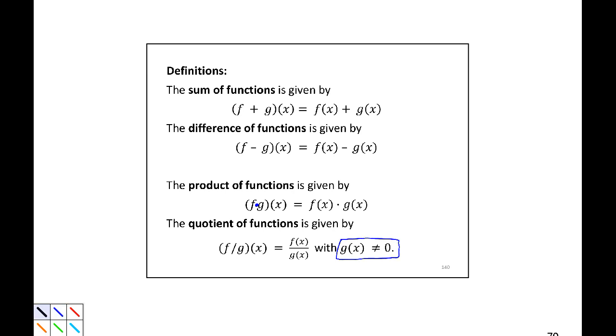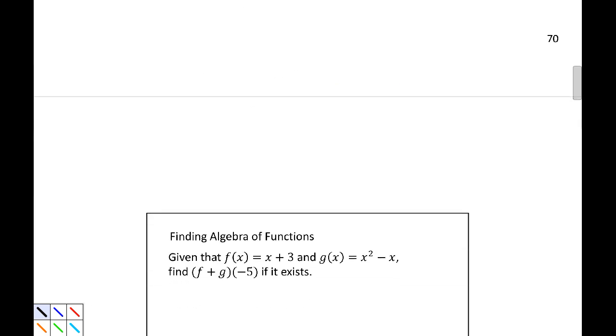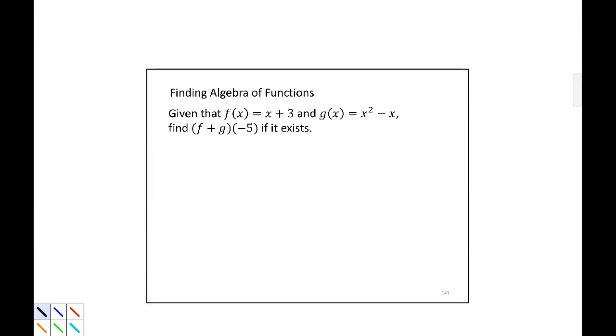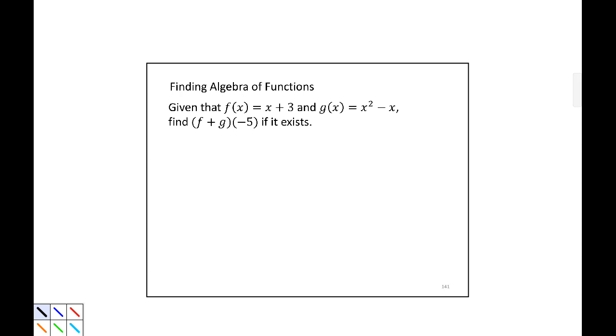It is still valid. Now let's work with one of these. Given that f(x) = x + 3 and g(x) = x² - x, find (f + g)(-5) if it exists. I'm going to first write this as (f + g)(-5) = f(-5) + g(-5), because that is what it means by definition.